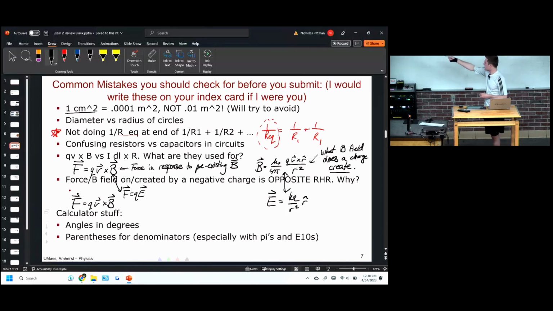And exactly the same for the Biot-Savart law. You compute V cross R hat, and you'll get a direction out, but if Q is negative, the instruction is you should multiply V cross R, whatever you got out, by a negative number to get the B field that it creates. Okay. Again, this is a common mistake if you're dealing with a negative charge, to forget that you need to flip.